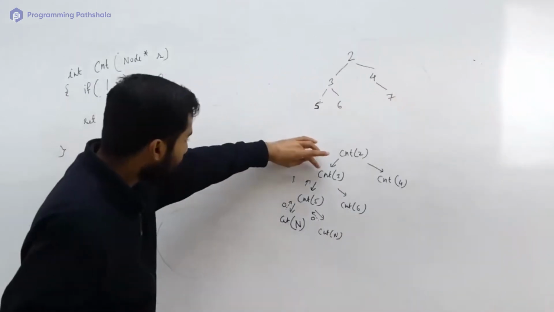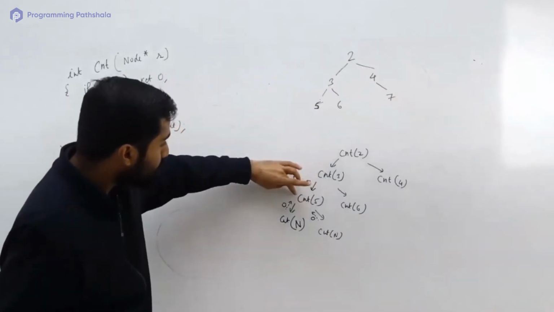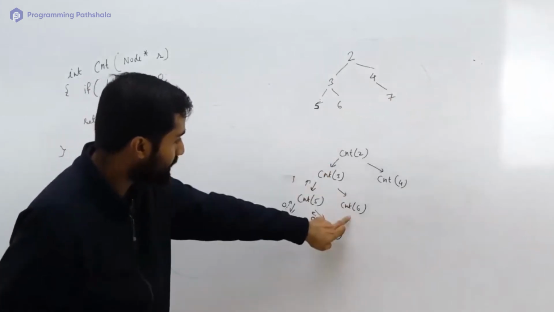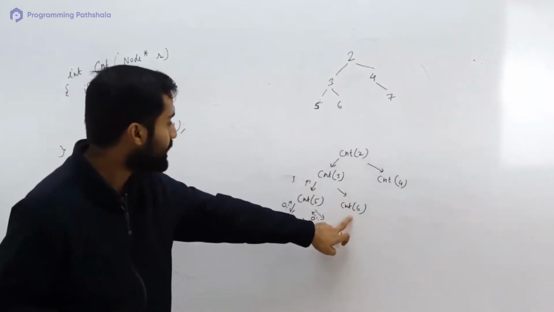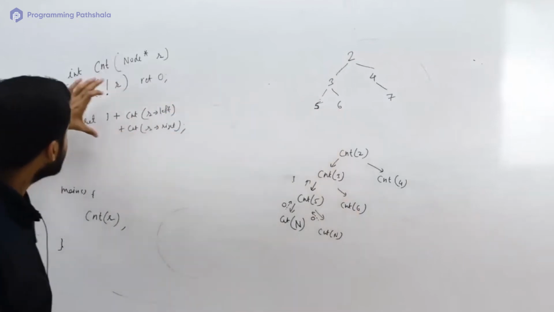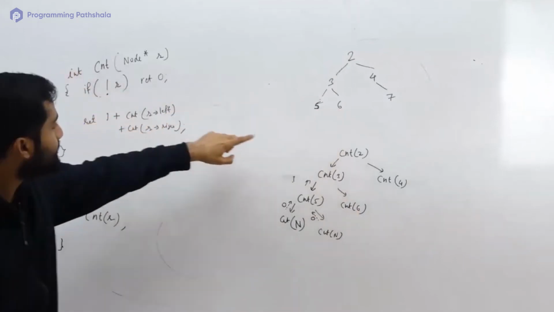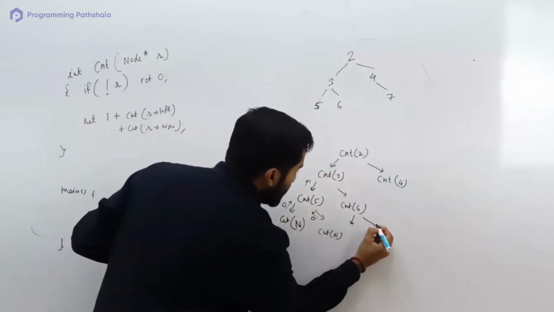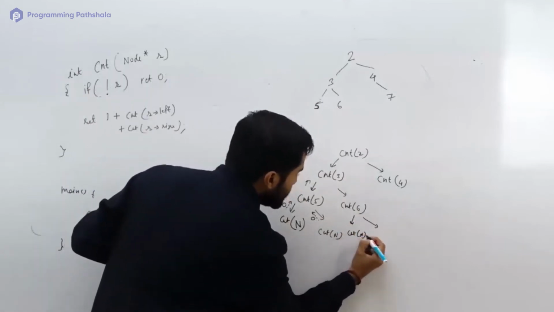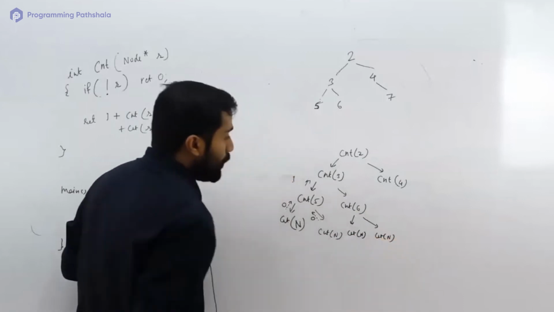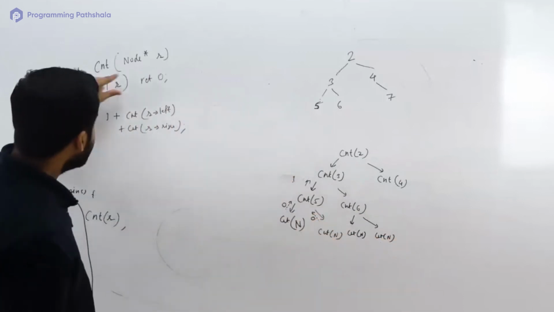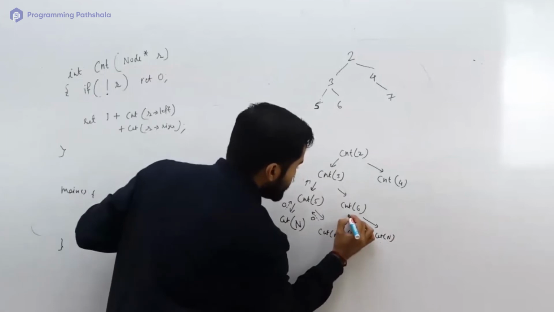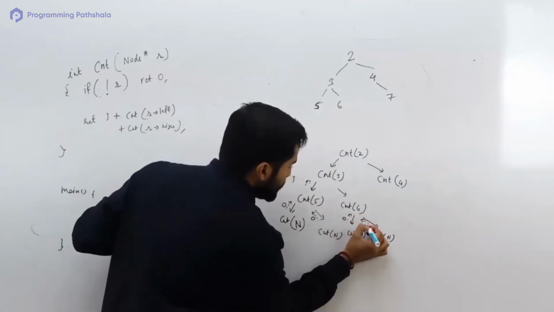Okay, so now you come at count of 3. Count of 5 was already done. So this count of 3 will call that count of 6 that I had written over here. Count of 6 again, according to this logic, will call count of 6 left, which is null, and count of 6 right, which is also null. So it will call count of null. What would it return? At null, you always return 0. So you return a 0 and you return a 0.